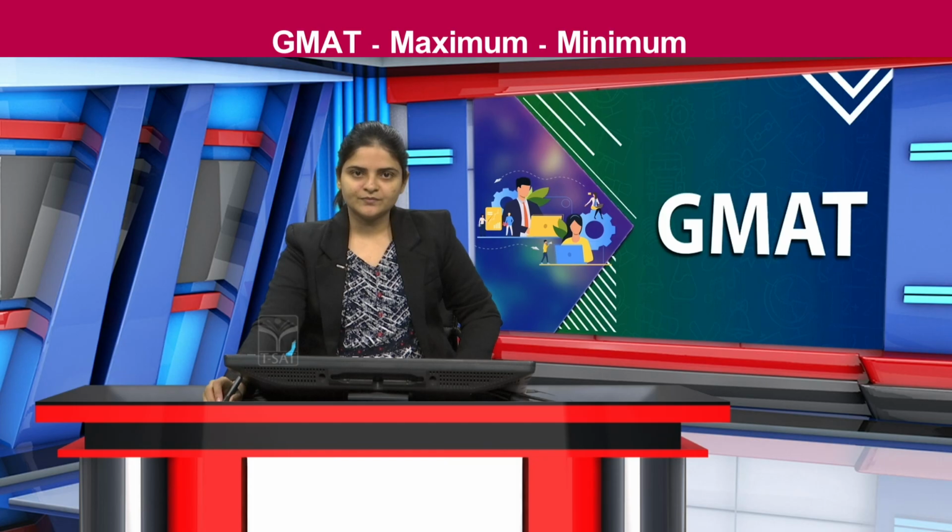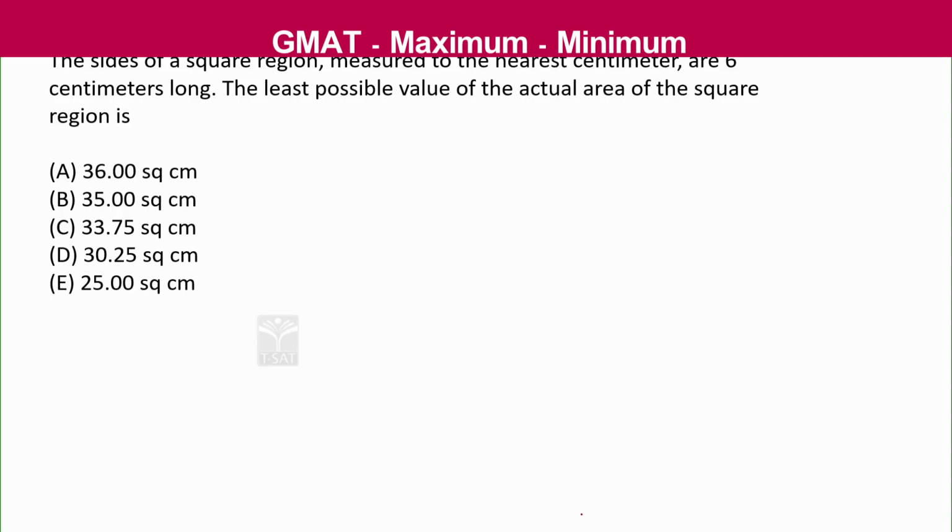Let's move to the next question now. The sides of a square region measured to the nearest centimeter are 6 centimeters long. The least possible value of the actual area of this square region is? So what is the least possible value? They want the least possible value for area, which is equal to side squared. So therefore we should have the minimum value of side. And what is the minimum value of side that can be rounded to 6 centimeters? It will be 5.5, because it is rounded to 6. The minimum value that can be rounded to 6 is 5.5.